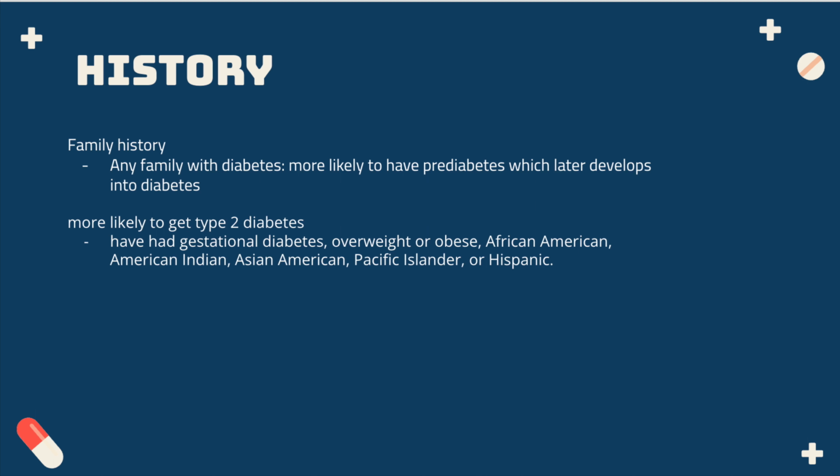The development of diabetes has a strong relation with family history. If you have any family members that currently have diabetes, you are more likely to have prediabetes, which later develops into diabetes. People who are more likely to get type 2 diabetes have had gestational diabetes, are overweight or obese.